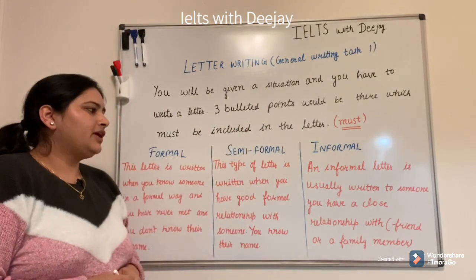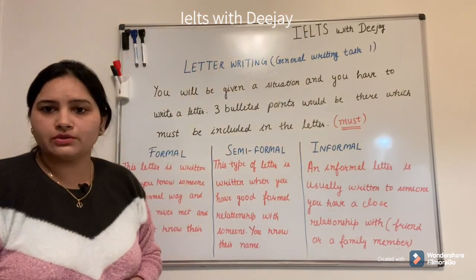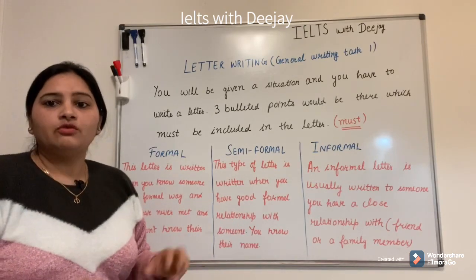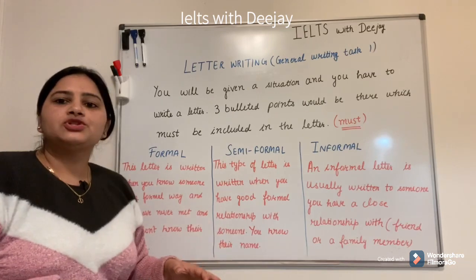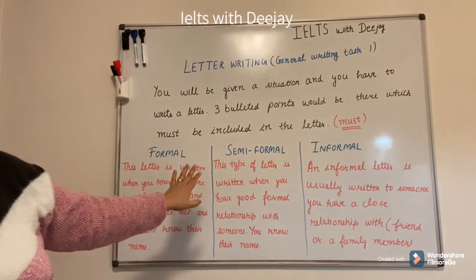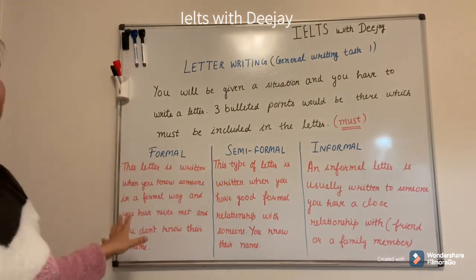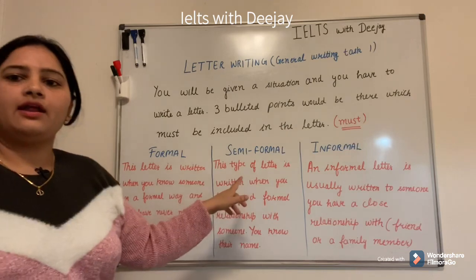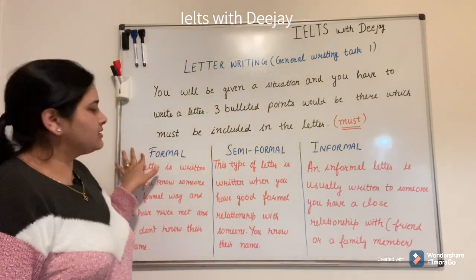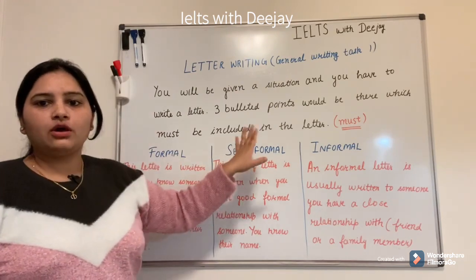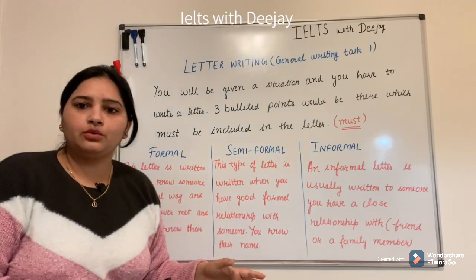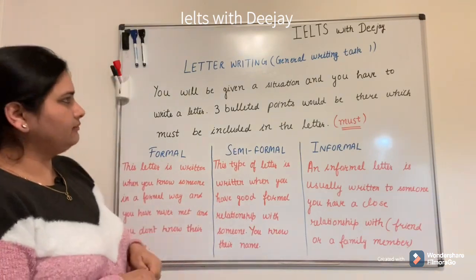Informal letters we usually write to someone we have a close relationship with. They can be a friend or a family member. We know them personally and the situation is going to be personal. This is how we come to know which type of letter it is and how we have to write it. We need to understand whether it is formal, semi-formal or informal, so that we can write in the same tone that is being asked.